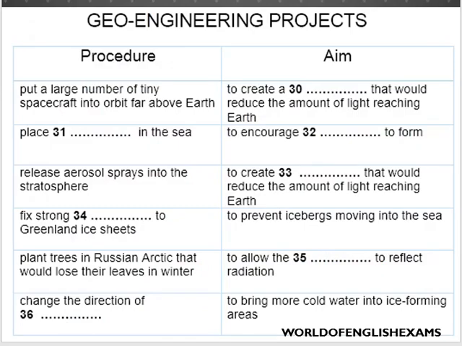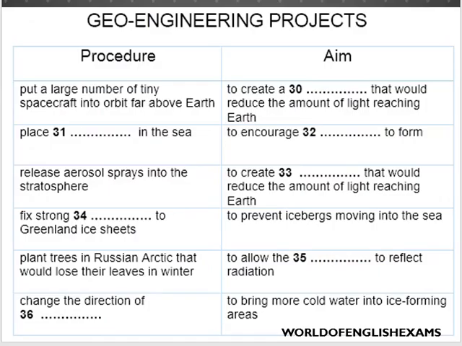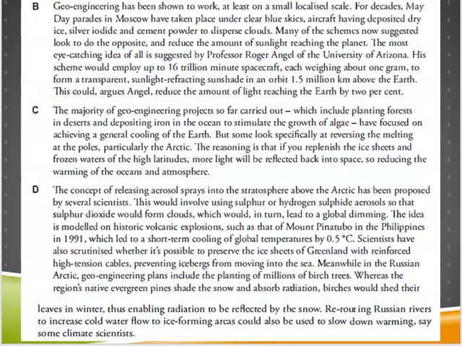Then place dash in the sea. So we are looking for placing something in the sea, which is a water body. Let's see. Okay, we will read it from the next paragraph. The majority of geoengineering projects so far carried out, which include planting forests in deserts and depositing iron in the ocean. So depositing is nothing but placing. So what are we placing? We are placing iron into the ocean.